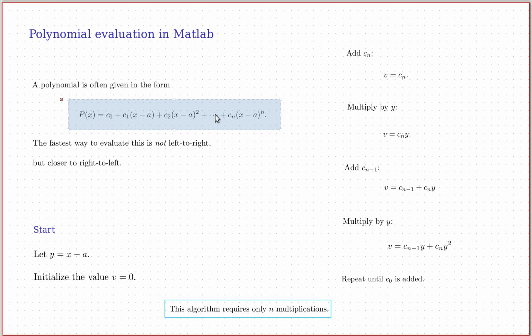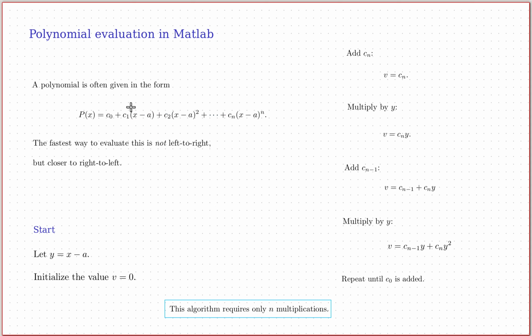So this is where we have a bunch of constants, C0, C1, C2, etc. up through Cn. And then we have powers of x minus a. So x is our input variable, a is a constant. A, for example, might be the center of a Taylor series expansion, right? This is the way Taylor series are usually given. So this is a very common way of giving a polynomial.